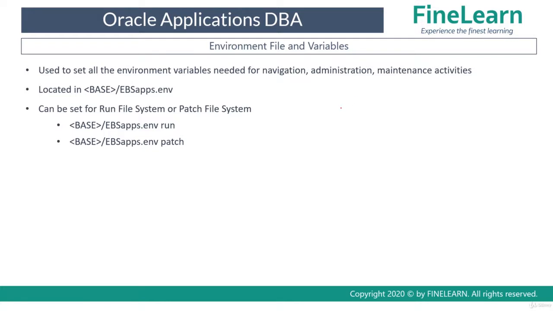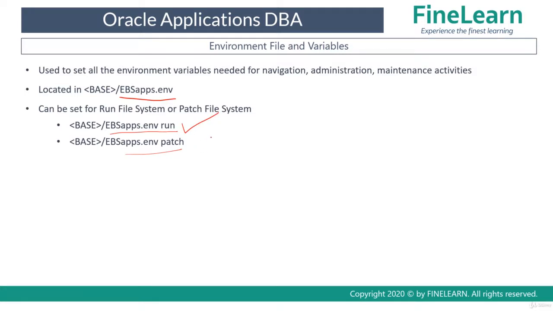So Oracle has consolidated all these environment variables into one single env file, and what you have to do is simply run this env file to export all the environment settings. Remember, the way you run this one is by using ebs apps.env space run or patch. Usually, if you are not applying any patches, you'll always be using run file system only.